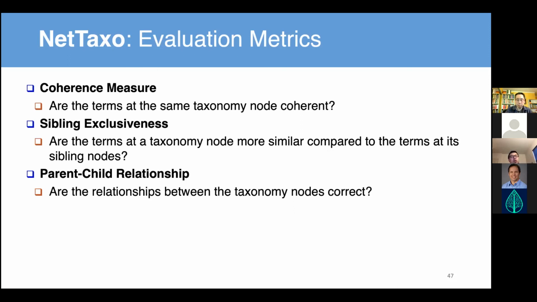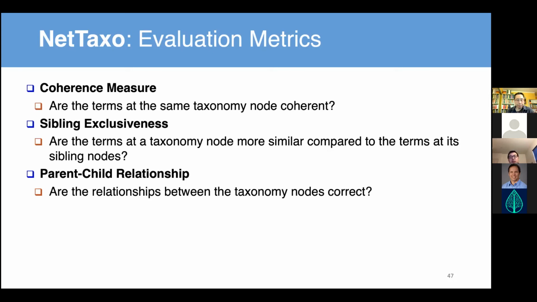The sibling exclusiveness basically tells you whether the human will be confused when looking at this taxonomy. If you are at a certain node and you have a few child nodes, some of them are really similar, then how can you know where you should go for the next navigation? So we mix up some of the terms together and ask the human expert to annotate which term they believe is the outlier here. And we use this accuracy to describe the sibling exclusiveness.